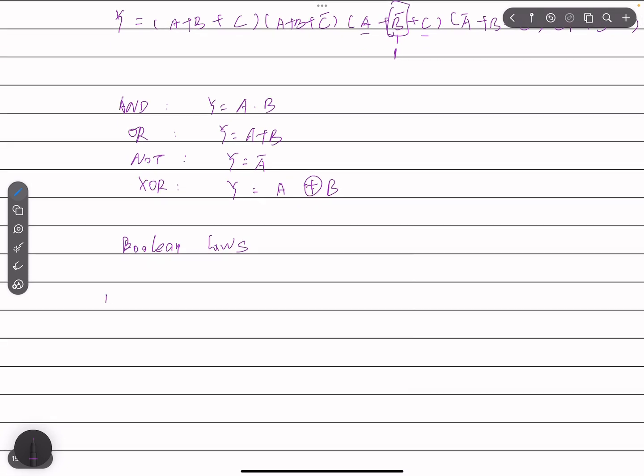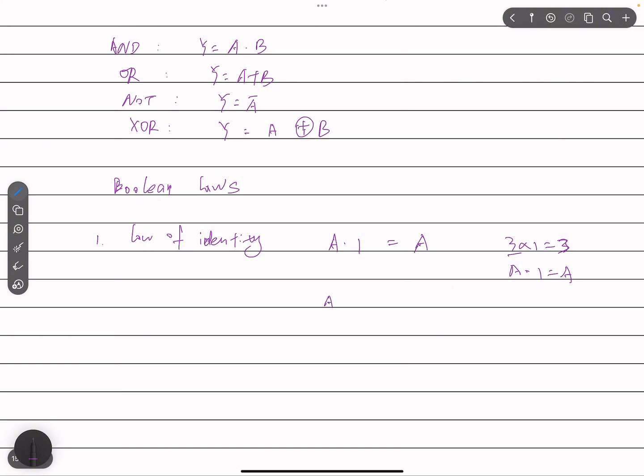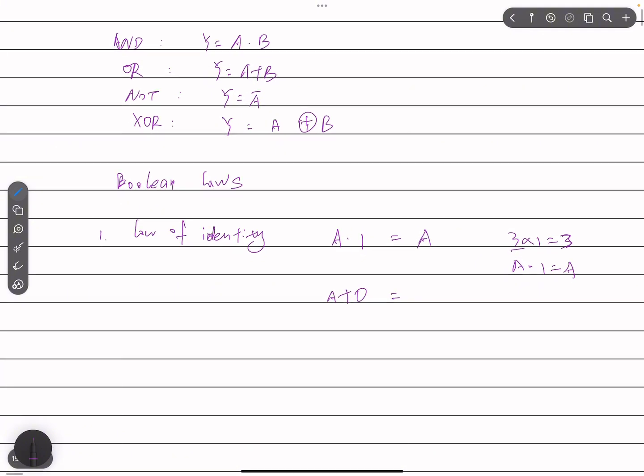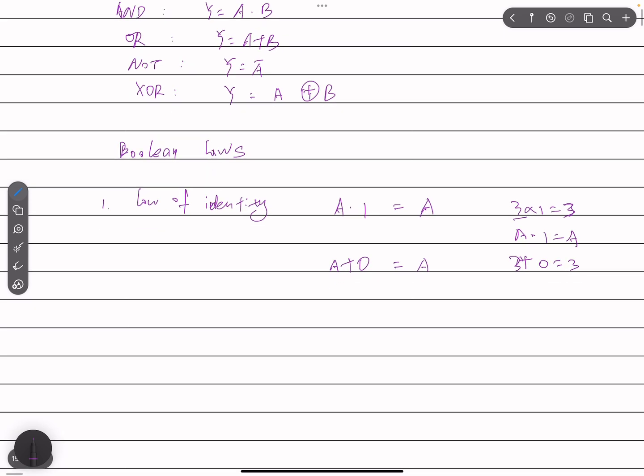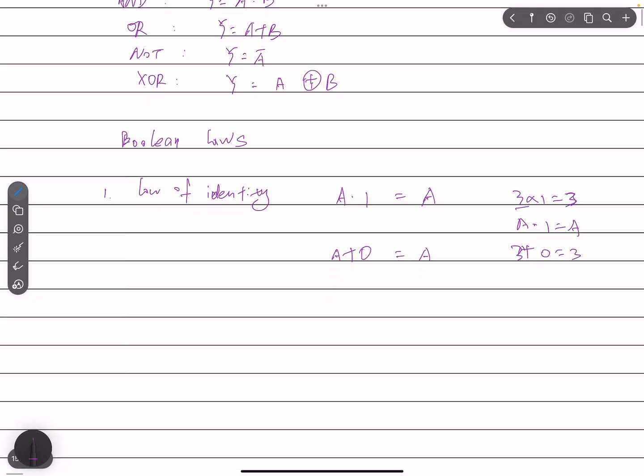So the first one we talk about is the law of identity. So we have A times 1. If we think about a math, A times 1 is basically itself. Whatever times 1 is itself: 3 times 1 is 3. Same thing for the logic gates, A times 1 is A. And if it's A plus 0, whatever plus 0 is itself. So that's 3 plus 0 equals 3. So A plus 0 equals A. That's law of identity.